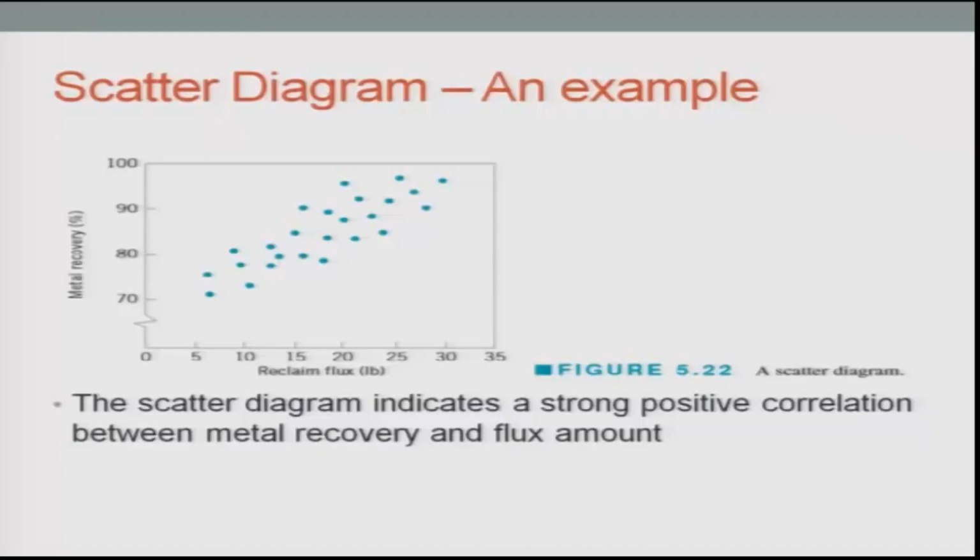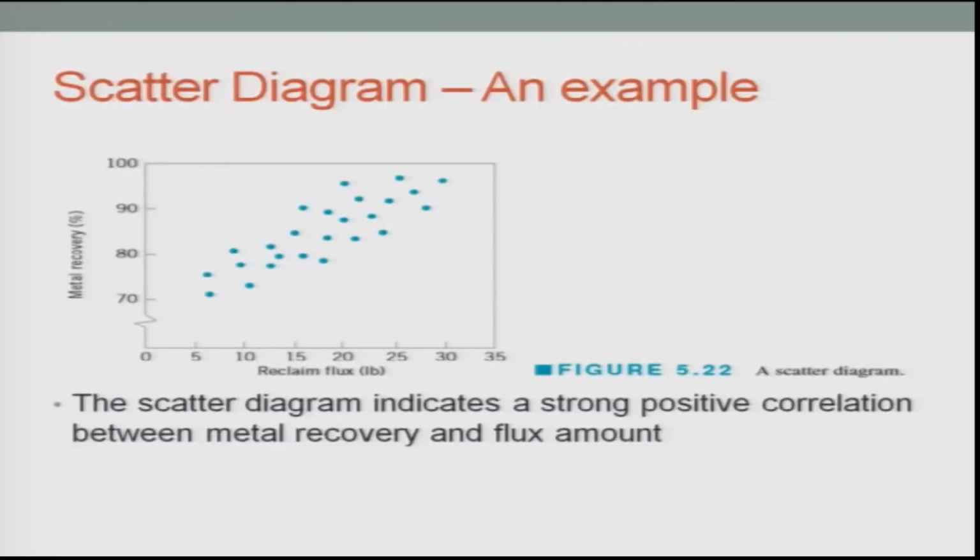So, this is the scatter plot. The scatter diagram indicates a strong positive correlation between metal recovery and flux. So, for the diagram which we studied a few slides back, you are trying to understand that there are some problems in the tank, and how they can be analyzed. You have the metal recovery percentage on the y axis, and the reclaim flux in pounds on the x axis. Based on that you can understand there is some relationship between x and y.